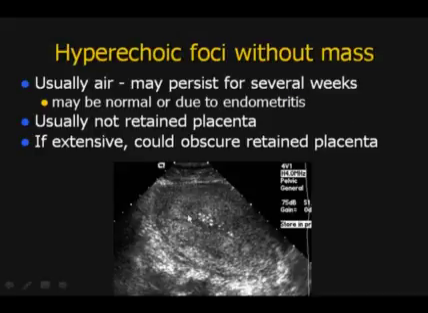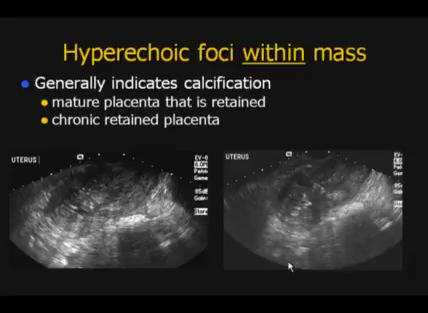So I typically, when I see these, try to decide, are they just kind of random scattered in the endometrium, or are they within a mass of tissue? If there's no mass, it's probably just air, and it's probably not retained products. Theoretically, if these were very extensive air, it could obscure some retained placenta, but I think that's pretty uncommon.